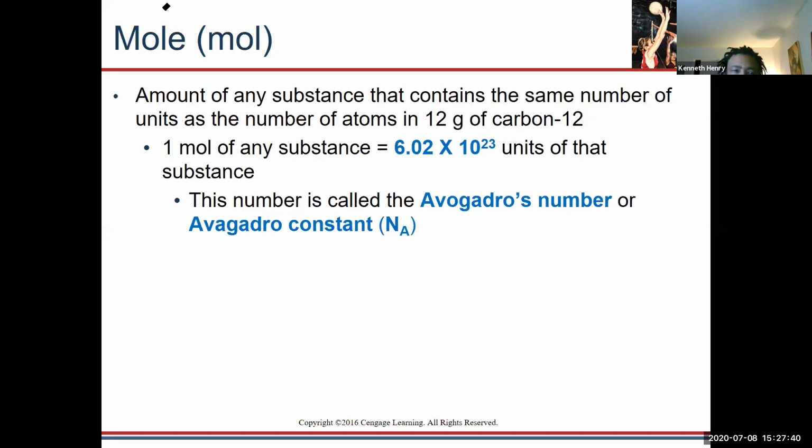You'll also hear it called Avogadro's constant, right? So Avogadro's number or Avogadro's constant. And again, most of my students will call it avocados because it reminds you, right? So I'm gonna ask you a really hard question. Matthew, what is Avogadro's number? 6.02 times 10 to the 23.